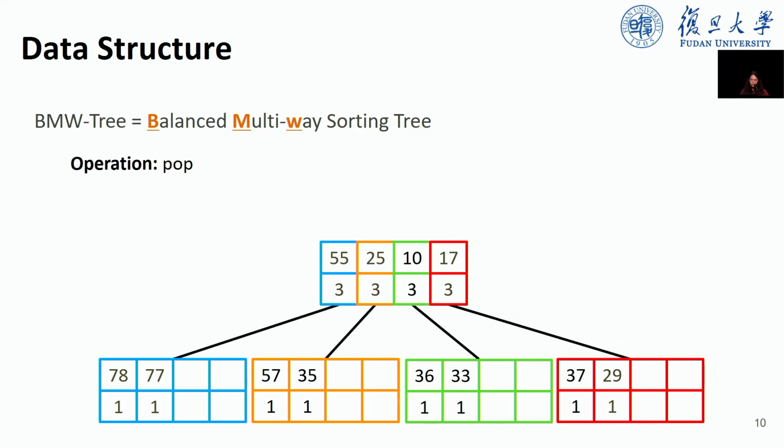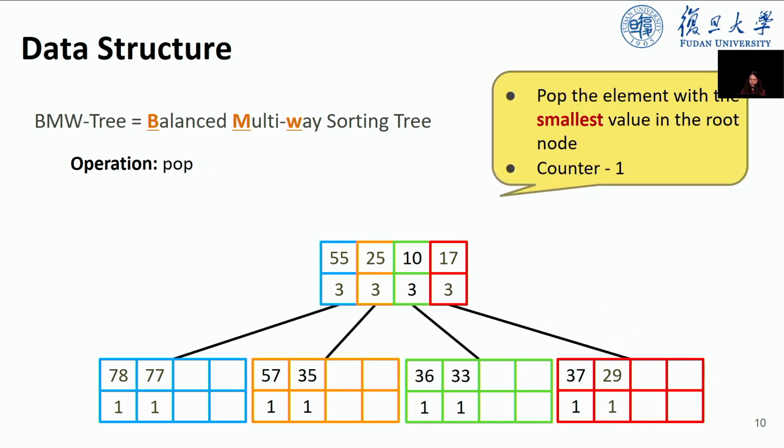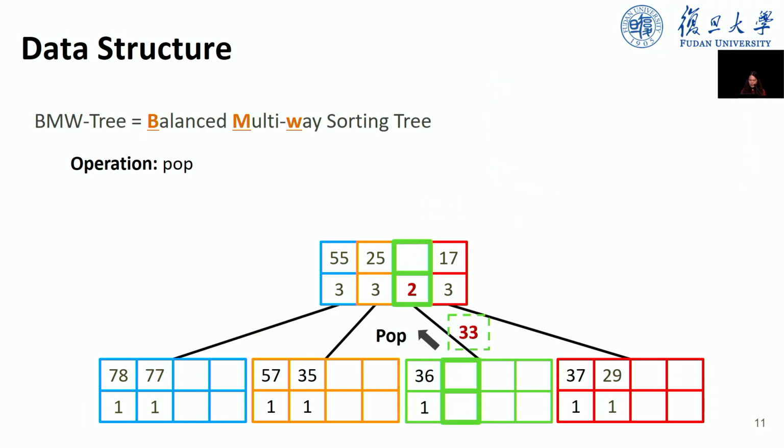As for the pop operation, the BMW-Tree always pops the smallest value in the root node, and the counter is decremented by 1. 10 is the smallest, so it's popped out. The smallest element in each subtree is lifted from the 2nd level to fill the vacant position.